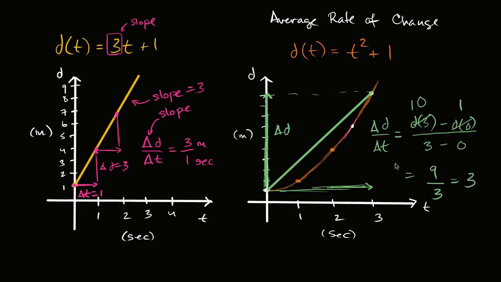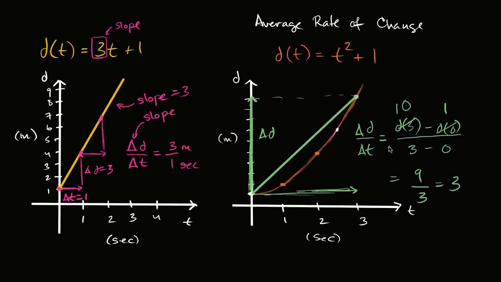And if we care about our units, which it is often useful to care about, we see that the numerator here is in meters, so we'll have meters in the numerator. And down here, our change in time is going to be in seconds. So our average rate of change over the first 3 seconds is 3 meters per second. Once again, it's not the exact instantaneous rate of change at any moment. That is actually changing, but it tells us our average rate of change.